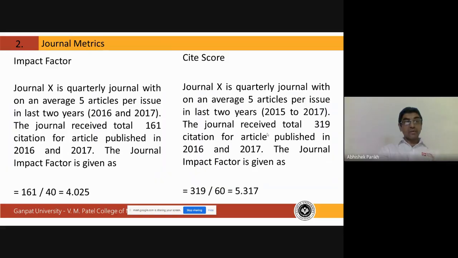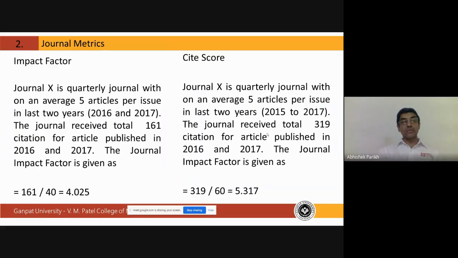Now that number of count, that is 161 divided by 40. Why 40? Because it is a quarterly journal, so 5 multiplied by 4, 20 articles published per year. And if we talk about the last 2 years, 20 multiplied by 2, 40 articles were published in 2016 and 17. So that is what our calculation is. Then the impact factor of this journal is 161 divided by 40.